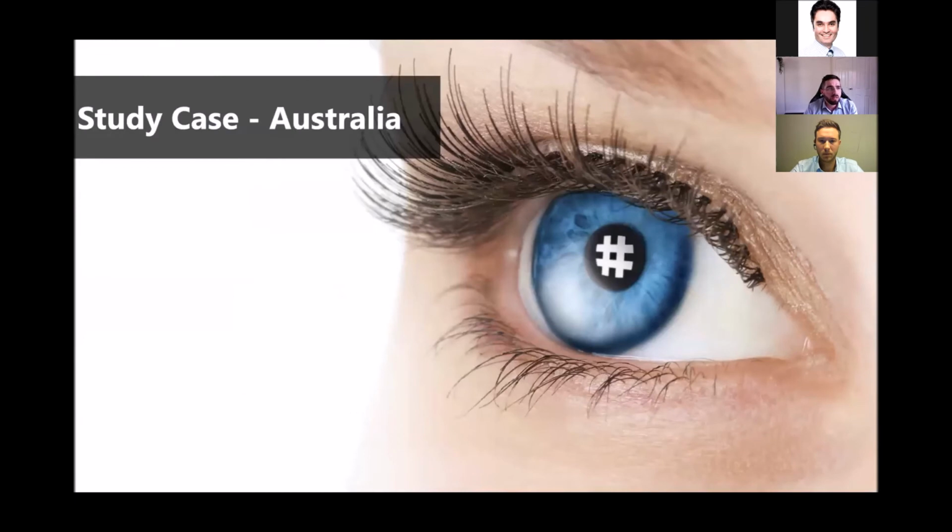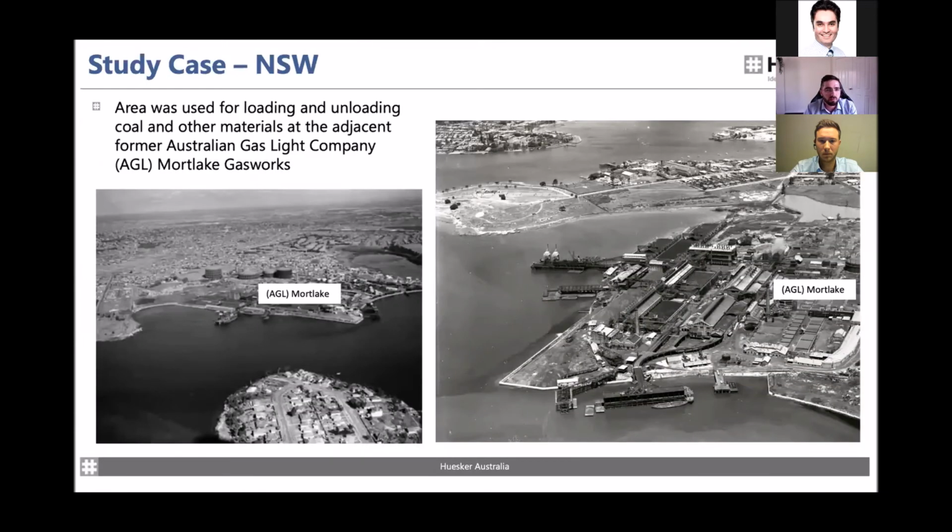So to come into this case study here in Australia, I would like to talk a little bit more about what used to happen in this site. It was a former AGL facility, a gas work company. This picture is pretty much from the 1950s, 1960s.